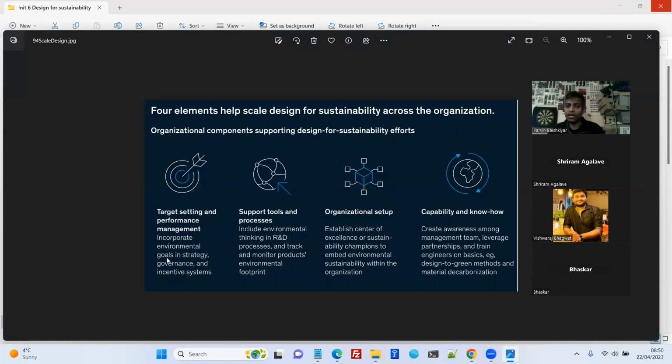Targeting, setting, and performance management. There are four elements that help scale design for system across the organization. Support tools and processes: you need to include environmental thinking in the R&D process, and track and monitor products and environment. Organize and set up a center for excellence of sustainability champions to enable environmental sustainability within the organization. Capability and know-how: create awareness among the manufacturing team, leverage partnerships, and train engineers on basic design for green methods and material decarbonization. These are the things an organization can do to help this process.